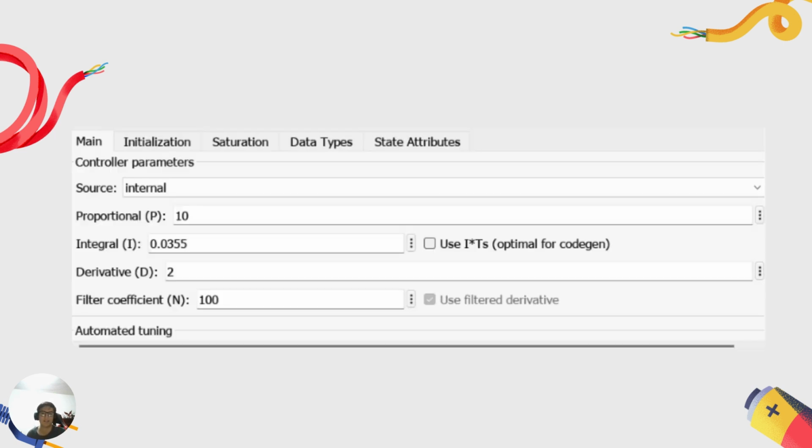After trying different values and analyzing the response of the system, we decided that the best values were Kp equals 10, Ki equals 0.035, and Kd equals 2. We keep Kp the same. It has a big value. It helps to reduce stationary state error.